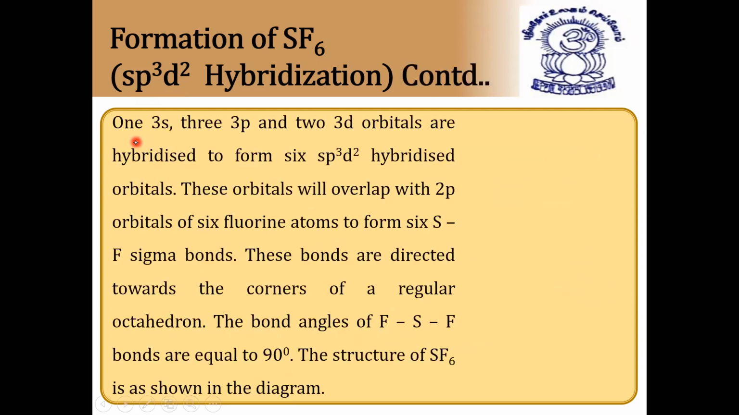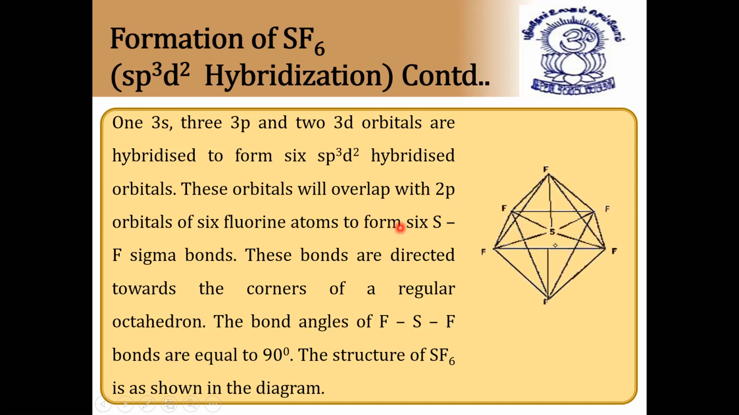Next. One 3s, three 3p, and two 3d orbitals are hybridized to form six sp3d2 hybridized orbitals. These orbitals overlap with the 2p orbitals of six fluorine atoms, because the fluorine configuration is 1s2 2s2 2p5, so the outermost configuration is 2p. They form six S-F sigma bonds. These bonds are directed towards the corners of a regular octahedron, and the bond angles of SF6 are equal to 90 degrees. The structure of SF6 is octahedral. I hope it is clear.